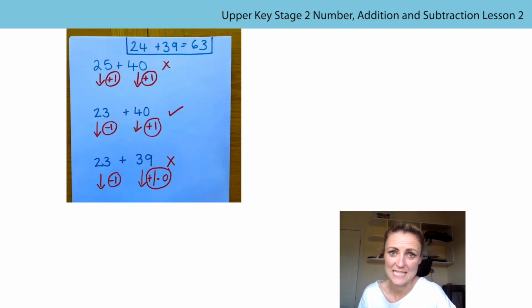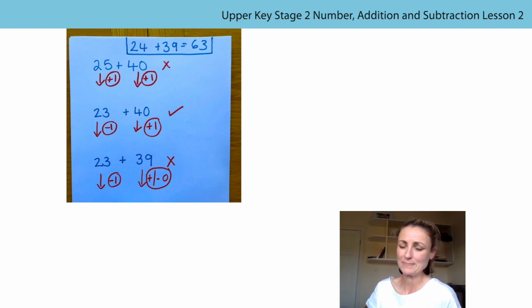So here are my jottings for that little activity that was in blue. The calculation presented to you was 24 add 39 is equal to 63, and then I gave you 3 choices and asked you to explain which ones had been redistributed correctly or incorrectly. So have a look at the first one. The redistribution was 25 add 40. So I can see that the 24 has been increased by 1, but oh dear, they've increased the second addend, and we know that that's not what we do.